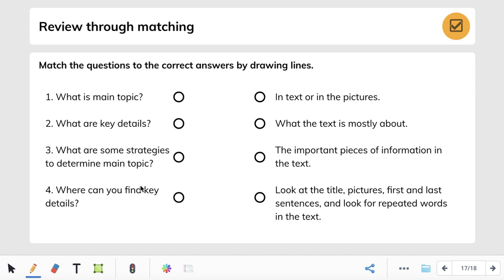Okay, let's start with this one, the main topic. The main topic is what the text is mostly about. Key details are the important pieces of information in the text. Strategies you can use to figure out what the main topic is would be to look at the title, the pictures, first and last sentences, and look for repeated words in the text. And you can find these key details in the text or in the pictures.